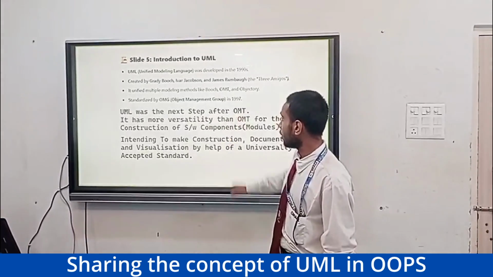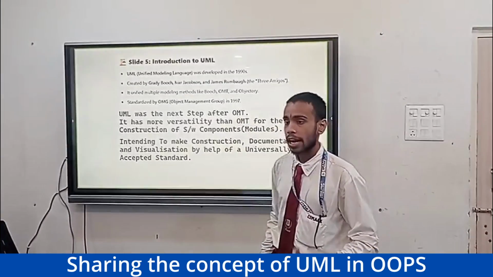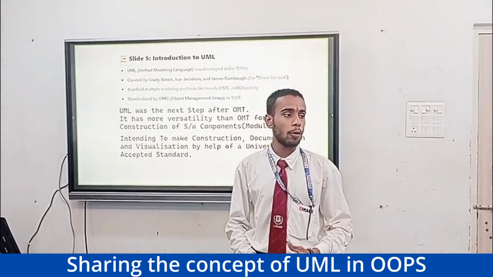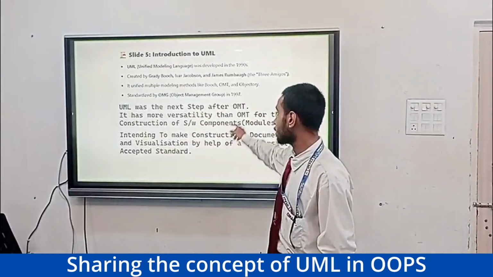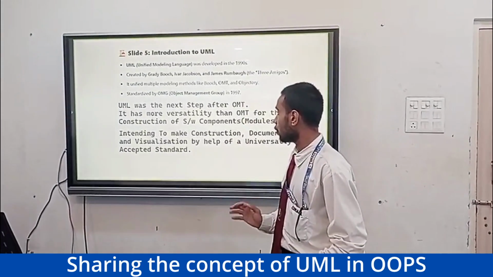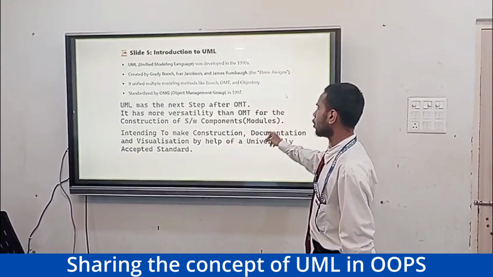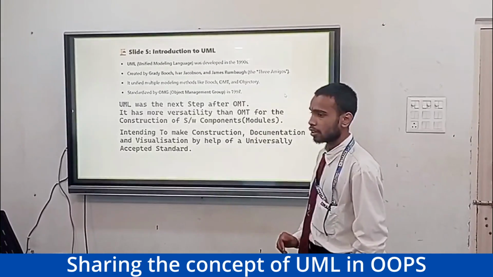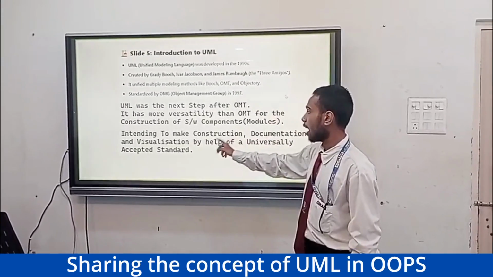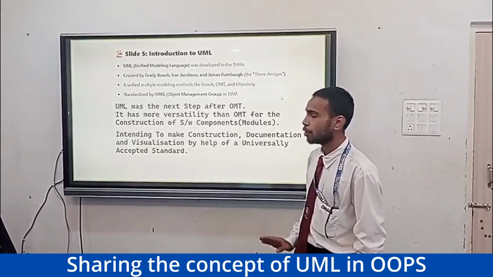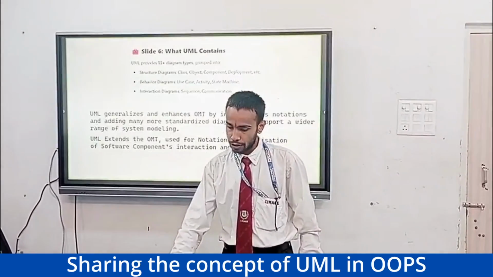It came in 1997. The standard committee was named the Object Management Group, OMG, and UML was the next step after OMT. It has more versatility than OMT for the construction of software components, and this intends to make construction, documentation, and visualization by the help of universally accepted standards.